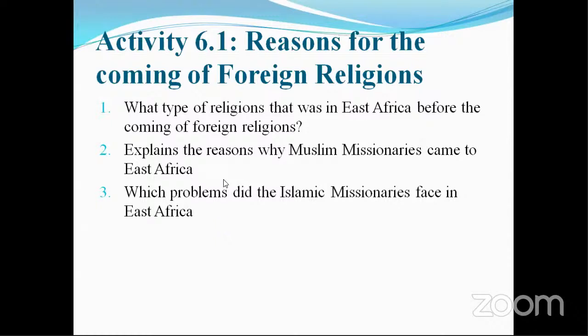Then from there, we also have which problems did Islamic missionaries face in East Africa. You try to search about the problems faced by Islamic missionaries in East Africa. You understand? And of course, this can also be found. As we said earlier, you can use your guardians, you ask them, you can go to the different books of history, you can go to the internet. This information can be found there.